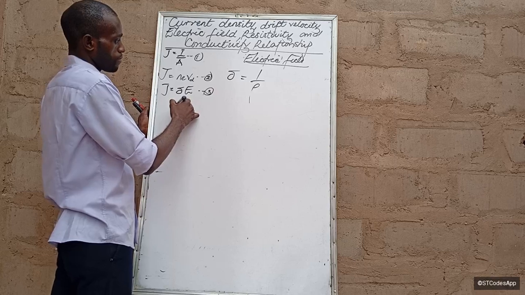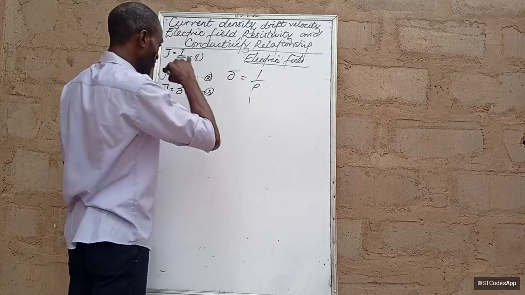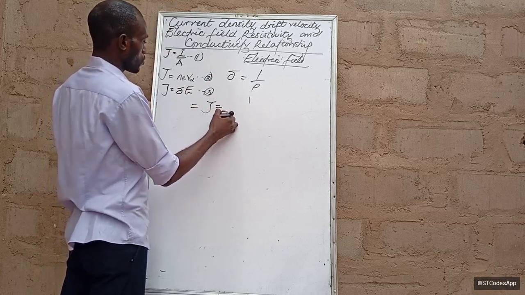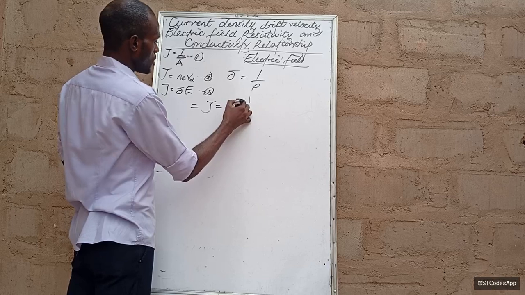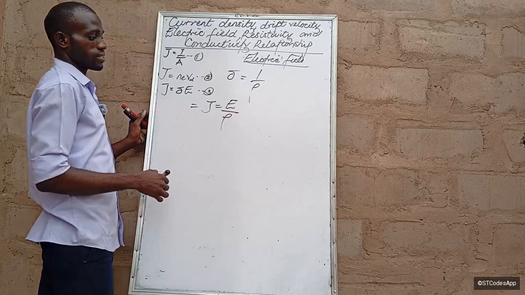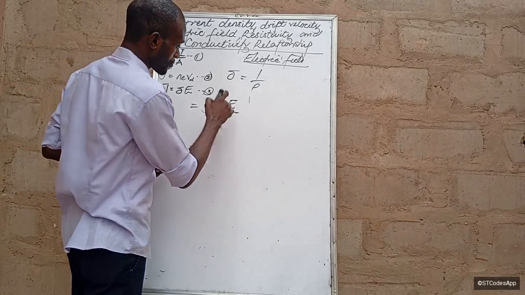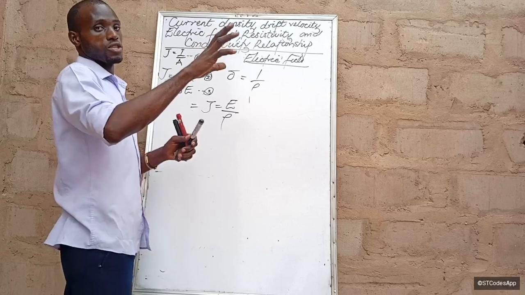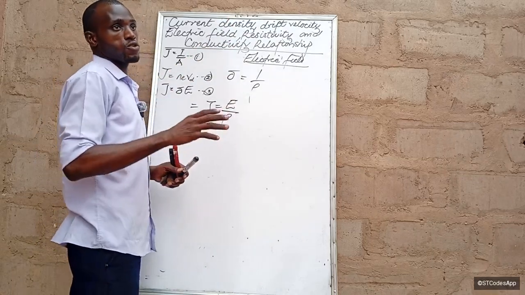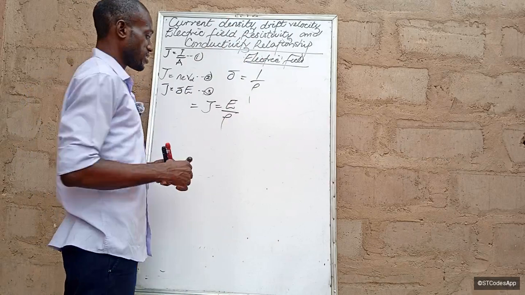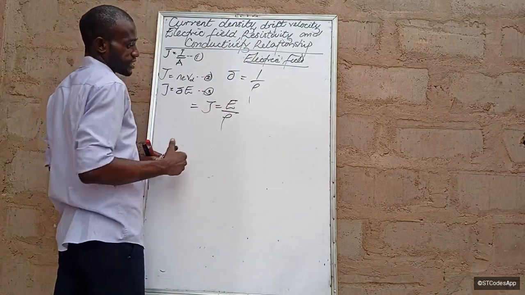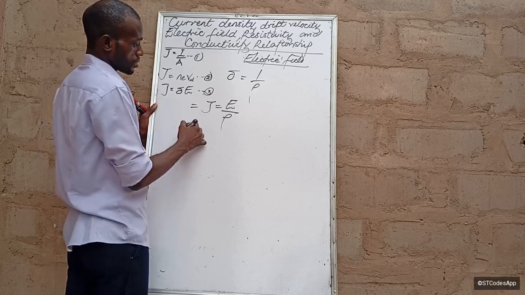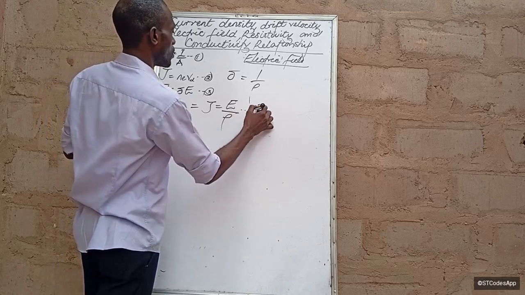So since conductivity is the inverse of resistivity, then we know that J will be equal to E over resistivity. We know that resistivity is how much hindrance a conductor poses to the flow of electric charges. All right, so if this is the case, then let's call this equation 4.